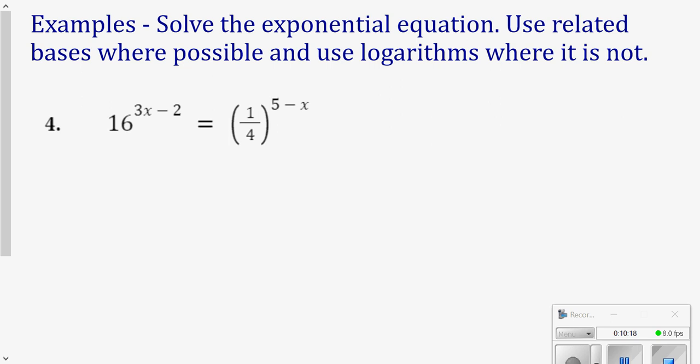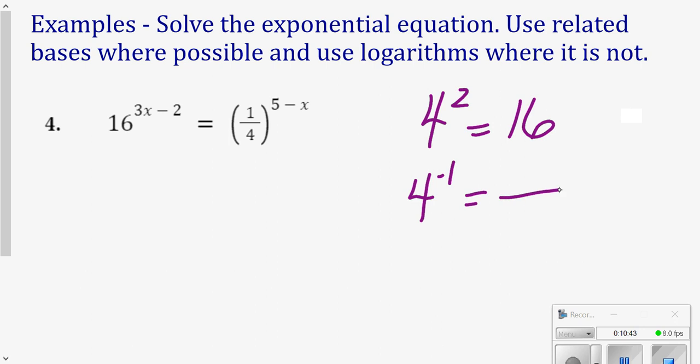All right, fourth example. Ooh, bases of 16 and 1/4. Now, it might not look to you at first like these are related bases, but they are. 4 squared is 16. And if I take 4 to the -1, negative exponents move things upstairs and downstairs in a fraction. This is not a fraction, so it's already upstairs. So 4 to the -1 is actually this. Okay, if you ever wanted to check that, you could.